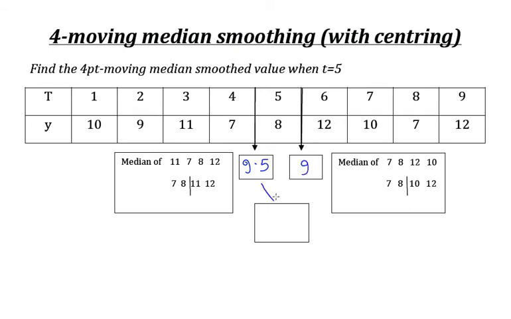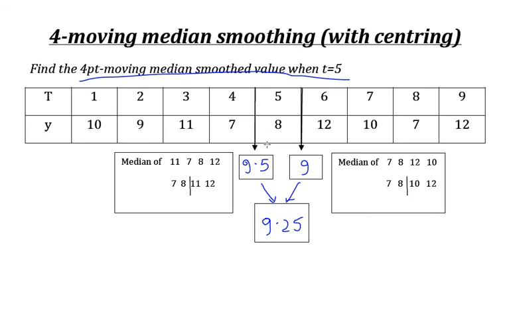We then must find the median of those two, or the mean, because like I said, when you've got two values, it's the same thing. The middle point of those two is 9.25. So that is our 4-point moving median smoothed value, bit of a mouthful, when t is equal to 5.